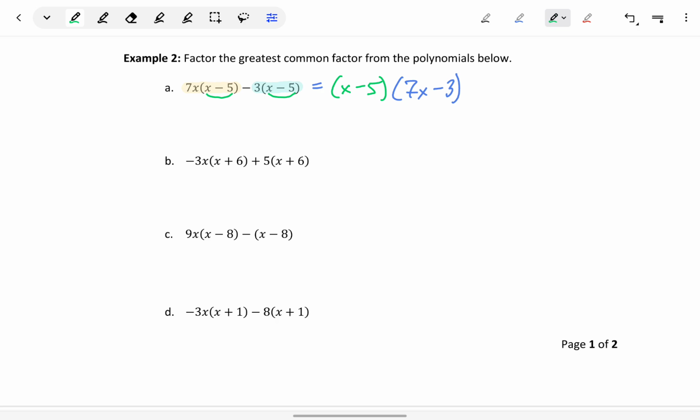In part B, we have negative 3x times x plus 6. That's our first term. And the second term is 5 times x plus 6. So x plus 6 is the factor that's common between these two terms. So we can factor out x plus 6 and then just look at what's left over. In the first term, we just have negative 3x left over. And in the second term, 5 is the only thing left over.